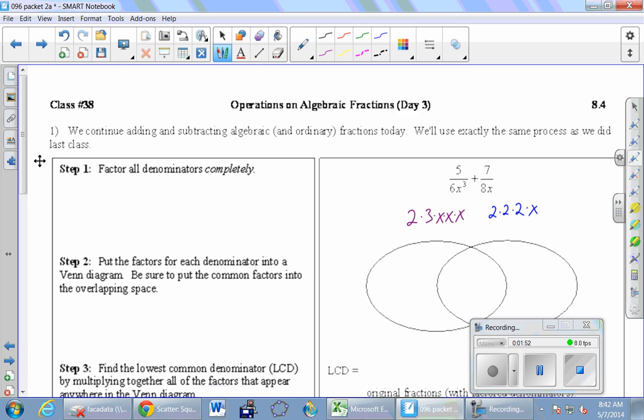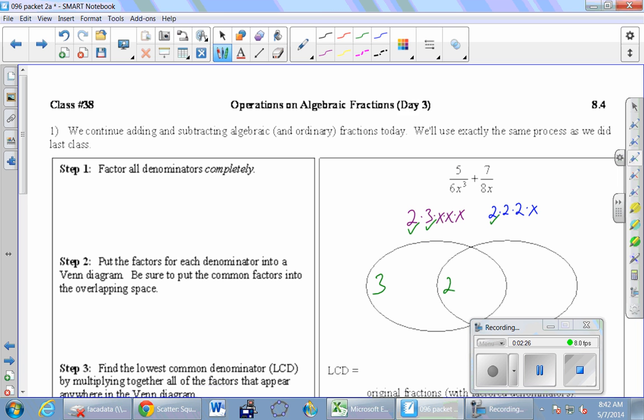Okay. And now our job is to fill in these circles, making sure we capture both of those denominators. But the important thing is the stuff they have in common goes in this overlapping part of the circles. So the first thing I see over there is a 2. Should we put that in the left, middle, or right? Middle, because there's a copy of a 2 over here. So the first thing I put is a 2. Next thing I see is a 3. Left, middle, or right? Left. 3 is the only one I see. It goes out there in the left only.